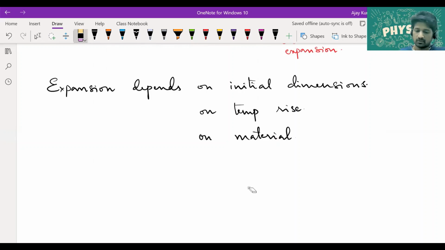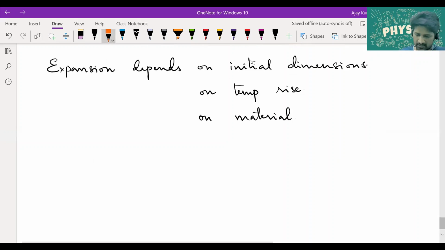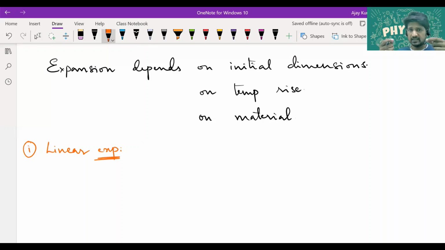Okay. So based on all these factors, we can write formulas like this. Suppose you want linear expansion. You want to find out how much the length will increase. Okay. I'm telling you again, linear expansion, the increase in length, doesn't mean increase in one dimension. You can take length in any direction. Okay, there's no restriction to the direction. Suppose there is a cube that you are heating or a cuboid that you are heating. Change in length is linear expansion. Change in breadth is linear expansion. Change in height is also linear expansion only. So change in any kind of length is called linear expansion.